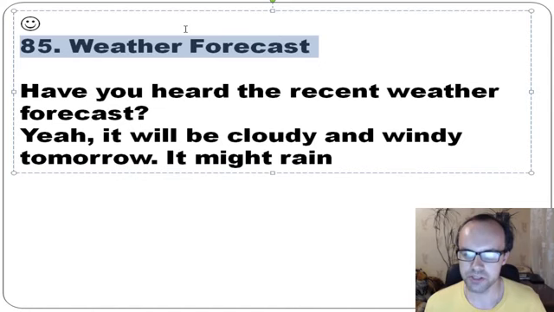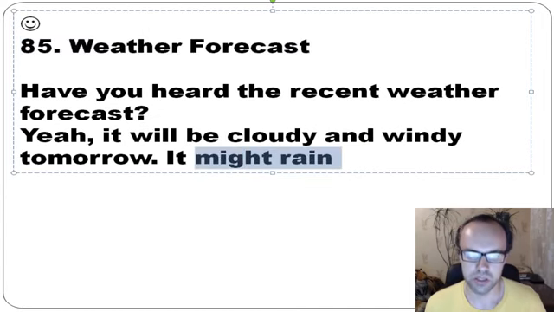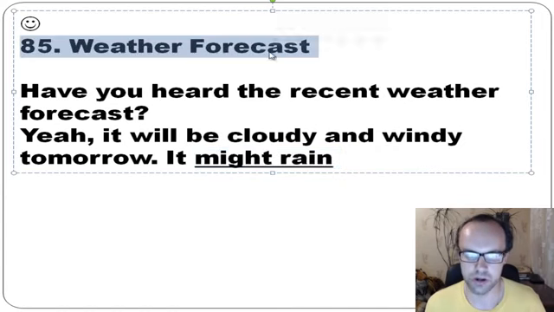Weather forecast. Have you heard the recent weather forecast? The recent, the most, for today or for tomorrow. So the latest. So yeah, it will be cloudy and windy tomorrow. It might rain. So it might rain means maybe it will rain. So weather forecast.